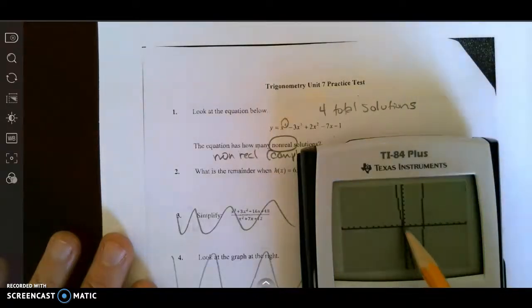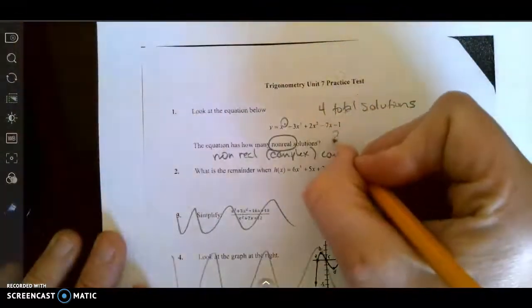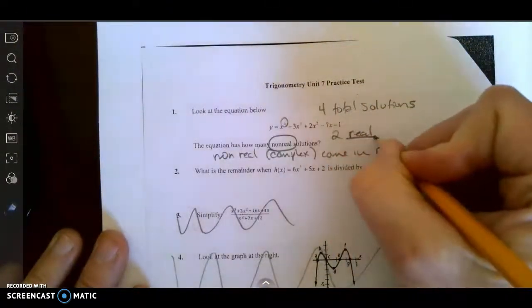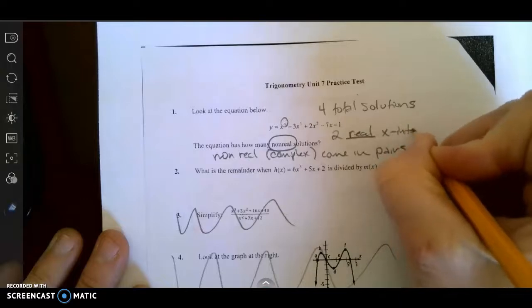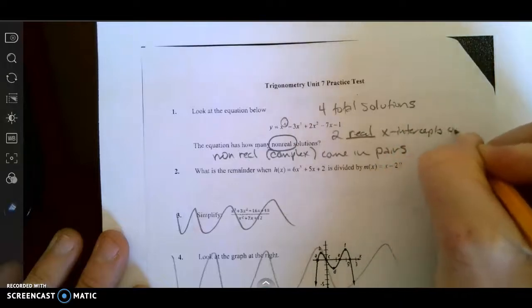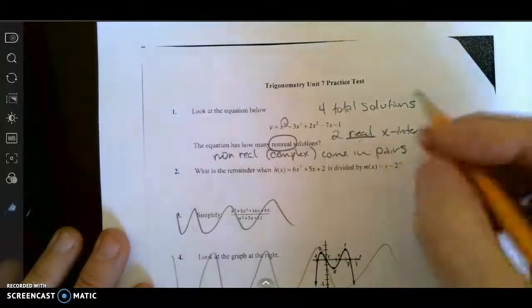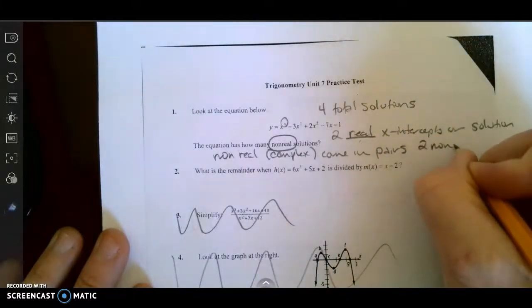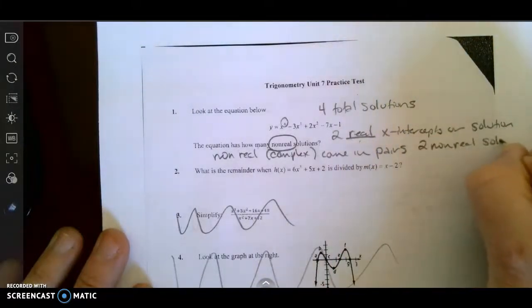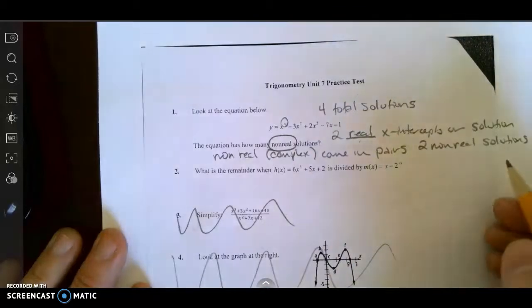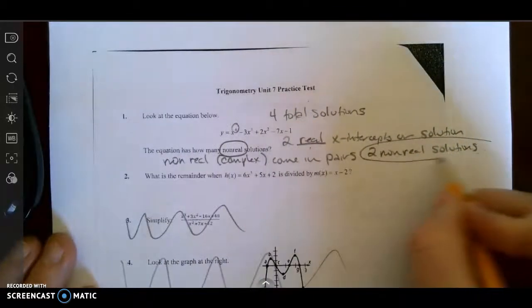And it hits the x-axis twice, which means there's 2 real, because I can see them, x-intercepts, or solutions. Therefore, there must be 2 non-real solutions, so that I have my total of 4.